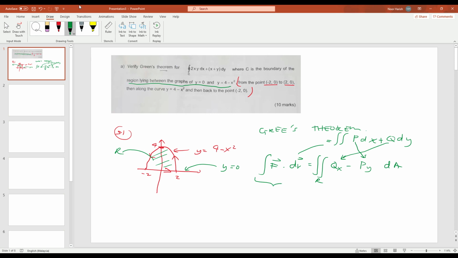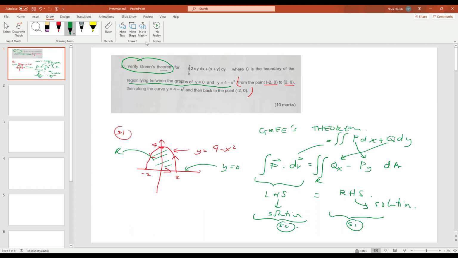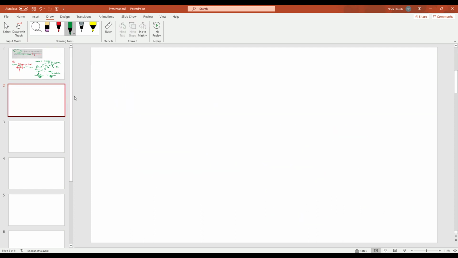If they say verify Green's theorem, it means you have to show the left hand side is equal to the right hand side. So you need to show the solution for both. You do the first one as step A, and the next one will be step B. Now we do step A.